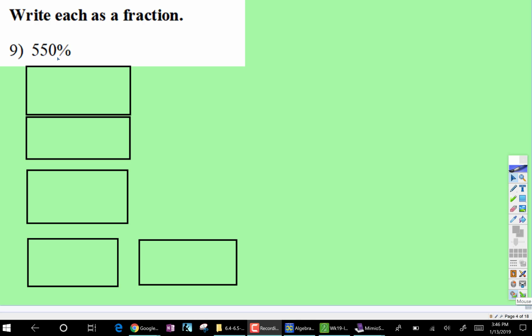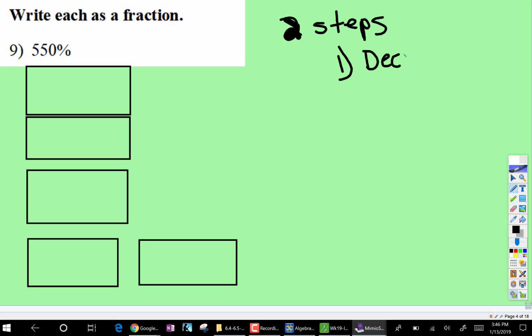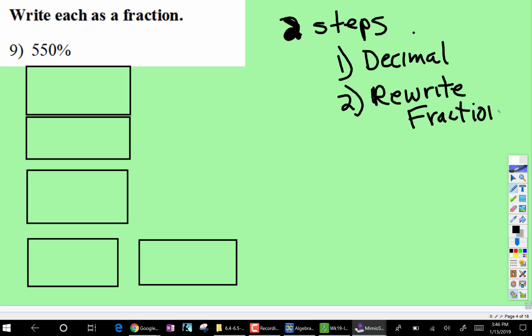Okay, when we start with a percent and we convert it to a fraction, instead of it being a one-step process, there are two steps. First, you're going to convert to a decimal like we did in the last video. Once it's a decimal, you'll rewrite it as a fraction. But I'm going to show you how to do that.